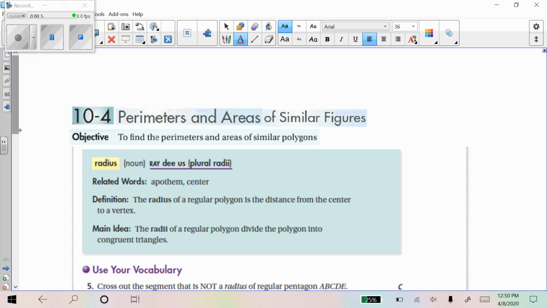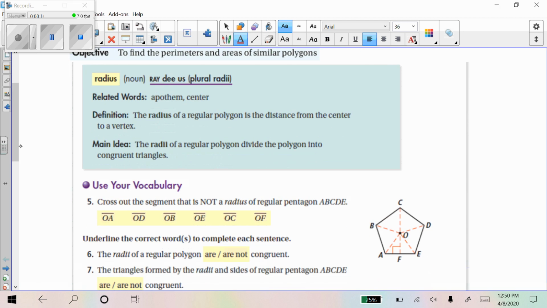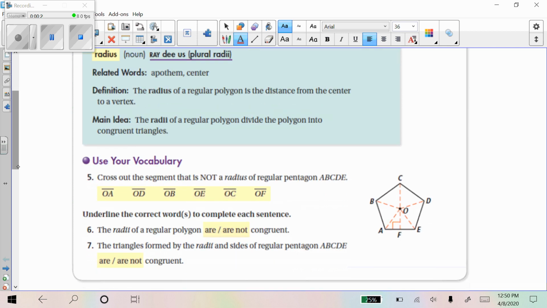Couple of words we should quickly review. Go ahead and write your answers to numbers 5 through 7, and you can check back and see if you got them right.